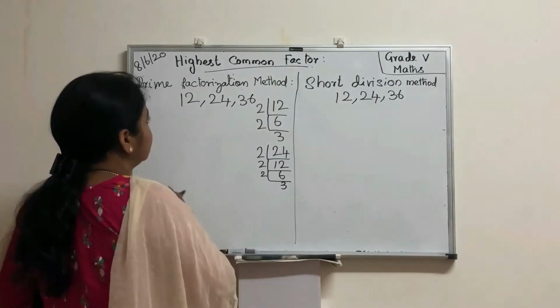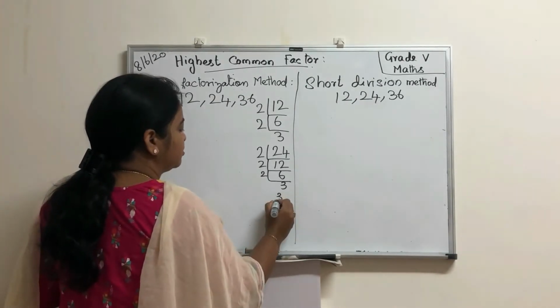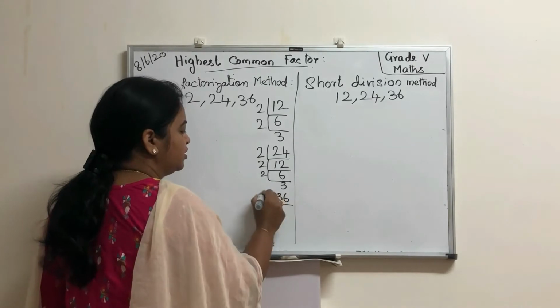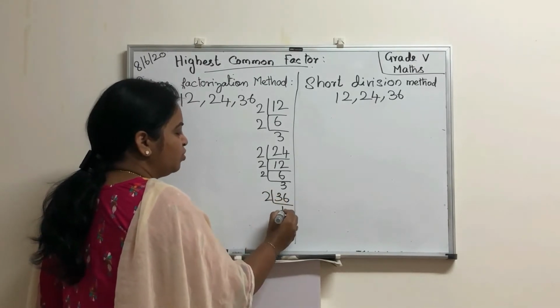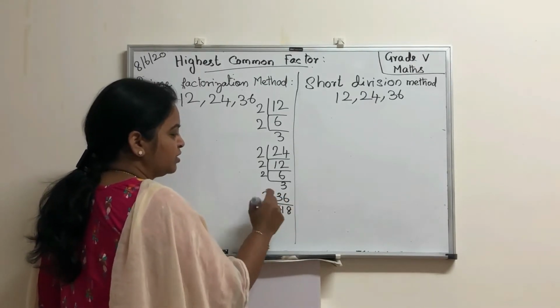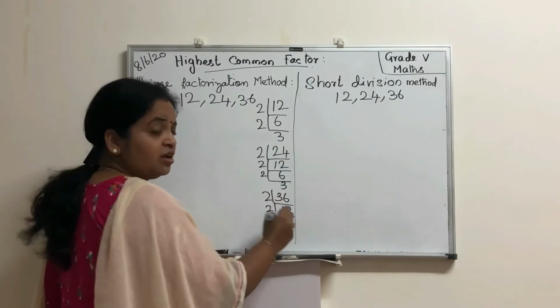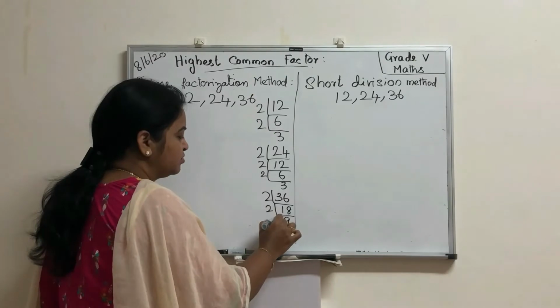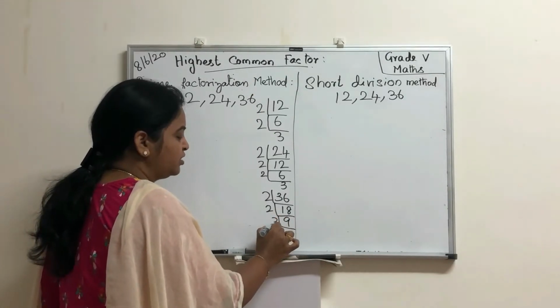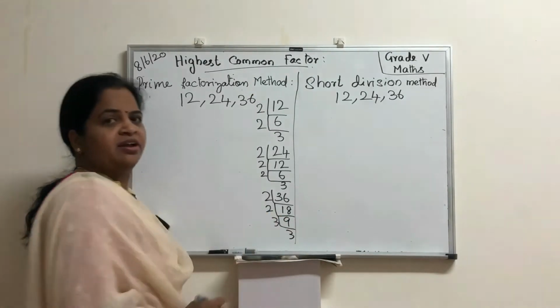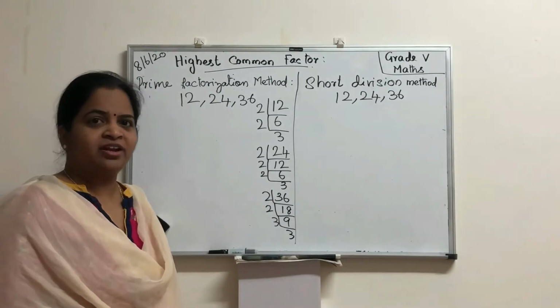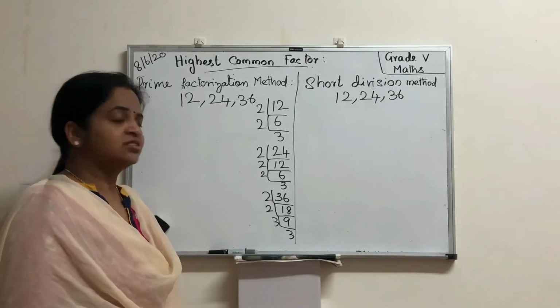Next number 36. Divide with 2, 18 twos are 36, right? 2 nines are 18. Again we can divide this with 3, 3 threes are 9. You got it? How to find the factors?